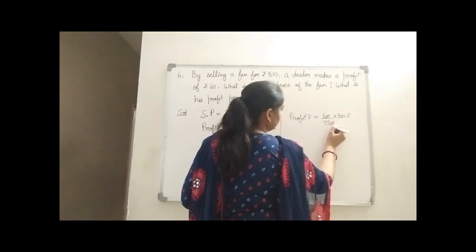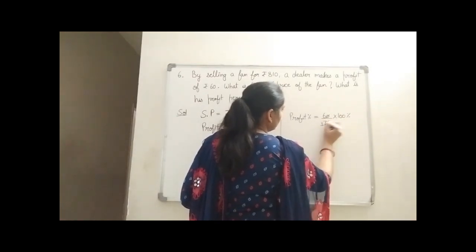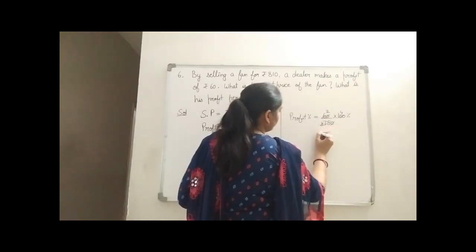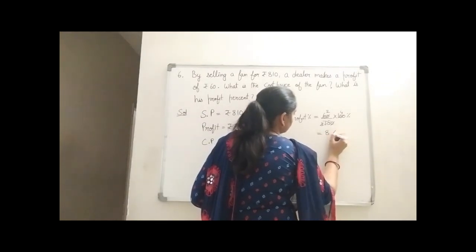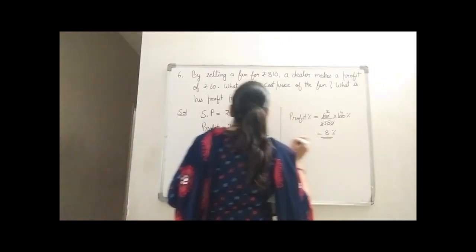So what we are having here? 0 and 0 will get cancelled. 25 3s are, 25 4s are. And 3 2s are is 6. So we are left with 2 and 4 in the numerator and 2 4s are is 8. So 8% profit is having.